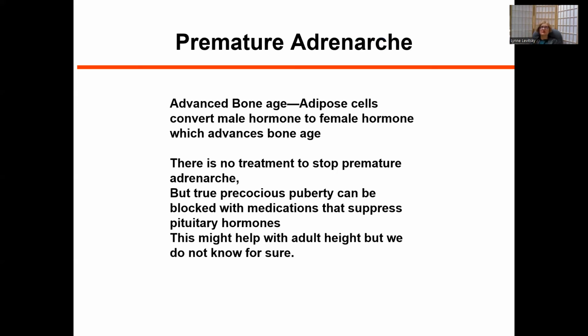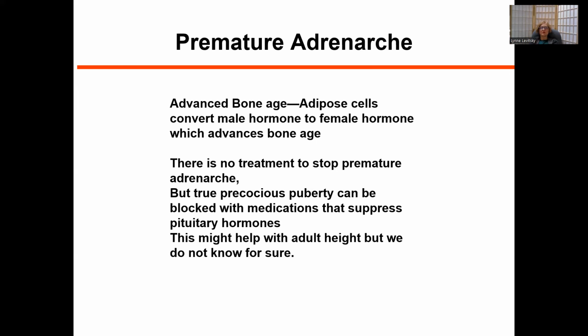It can also lead to an advanced bone age. The adipose cells convert male hormone to female hormone, and it's the female hormone that advances the bone age. There's no treatment to stop premature adrenal puberty. Those steroids are not bad. We all make steroids all the time, but those particular steroids are weak pre-male hormones made by the adrenal that are important for us. And if they get started a little early because the body is a little heavier and there's a little bit of insulin resistance, so be it.